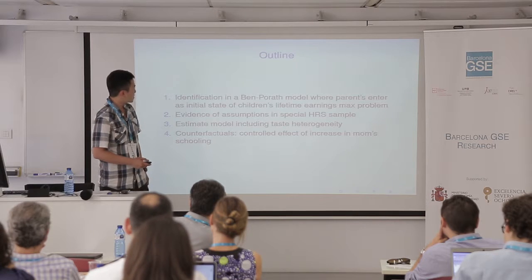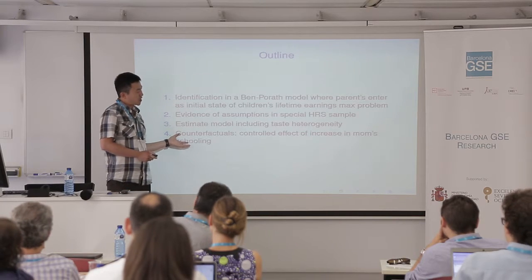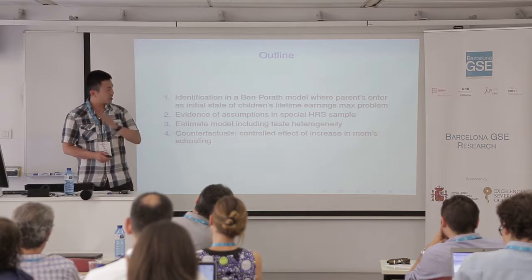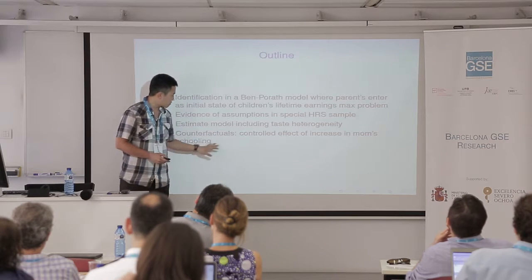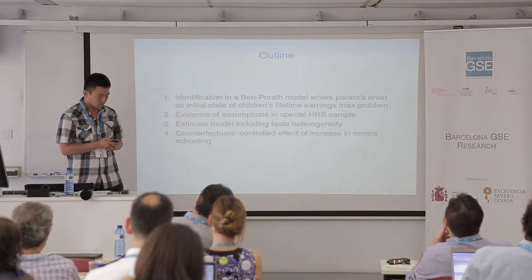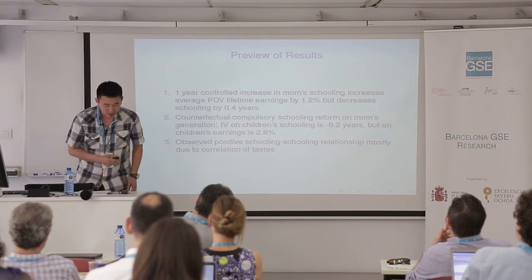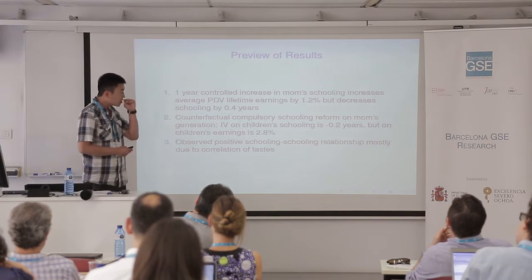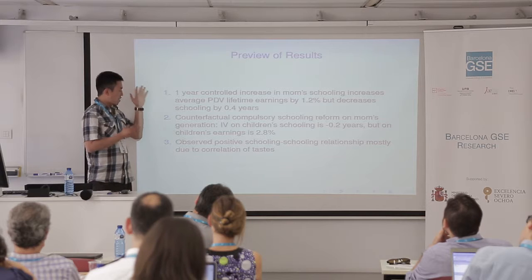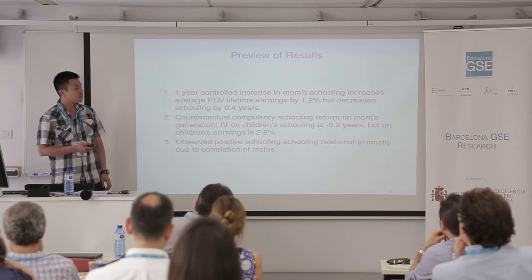This can be considered some kind of preference heterogeneity or some kind of non-cognitive traits that Yoram just mentioned. And with that estimated model, I'm going to do some counterfactuals where I exogenously change the mom's years of schooling while controlling for other things in the model, and see what the effect on children's education and earnings is going to be.